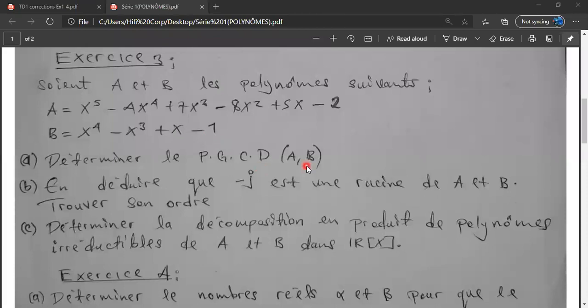I'm sure you solved this question. It was very straightforward. So you compare with the answers that we are going to find here. So the first question says find the PGCD.